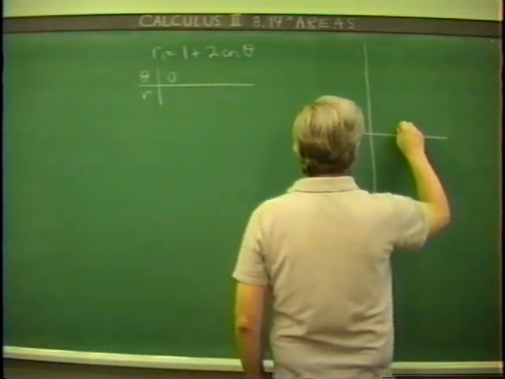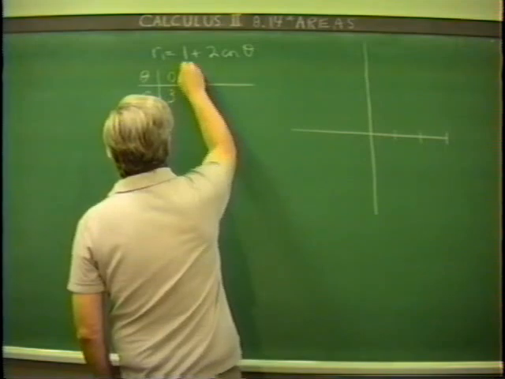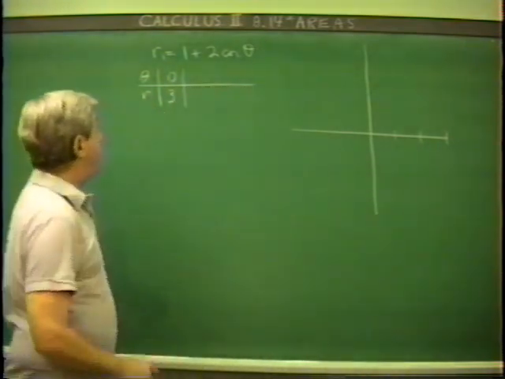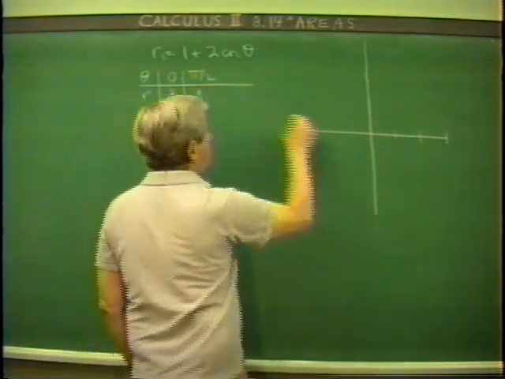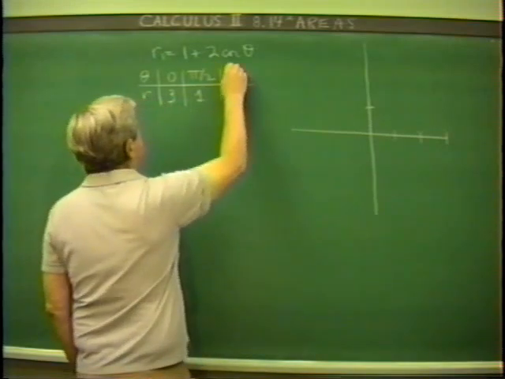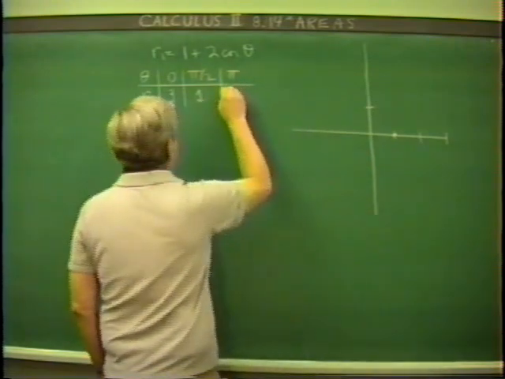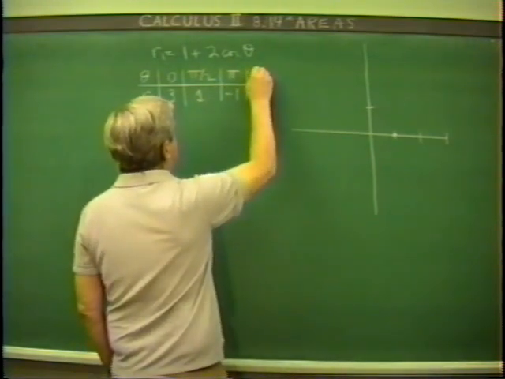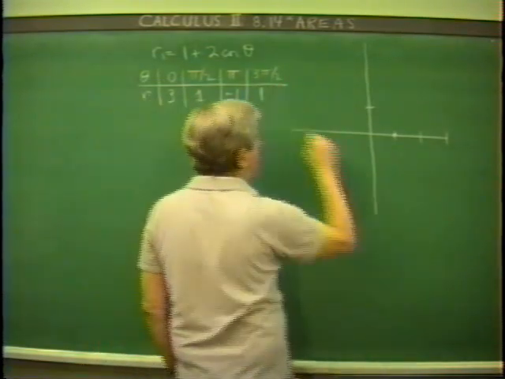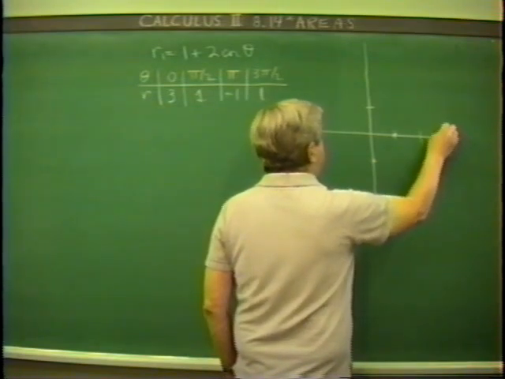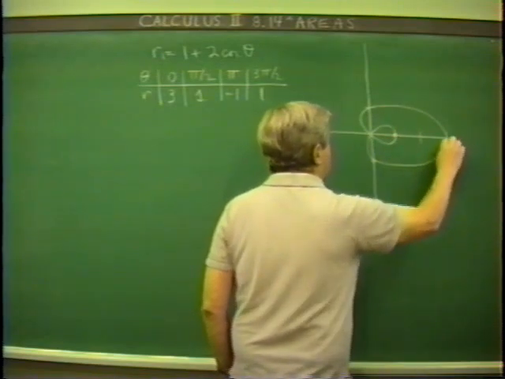Okay. Theta, R. When theta is equal to 0, R is 3. Cosine theta is 1, so R is 3. When theta is equal to pi over 2, cosine theta is equal to 0, so this is 1. When theta is equal to pi, cosine theta is minus 1, this is back here. Right? When theta is equal to 3 pi over 2, cosine theta is 0, so we get 1. So it's back over here.